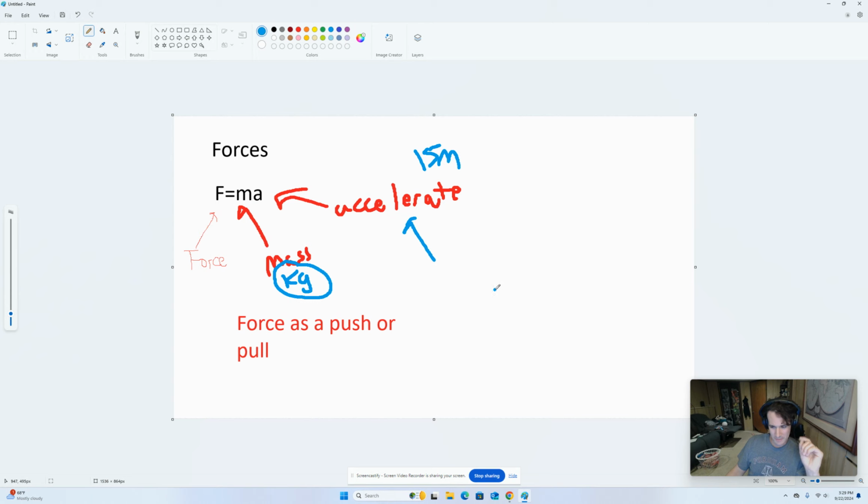Acceleration is a very specific unit or a very specific set of units. It is meters per second squared. All right, do not forget the squared. Don't forget it. Okay, this is acceleration. Okay, I'm going to put a little arrow up here because this is a vector.